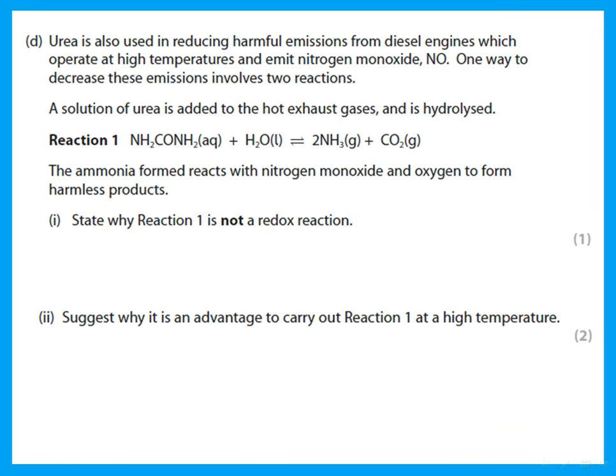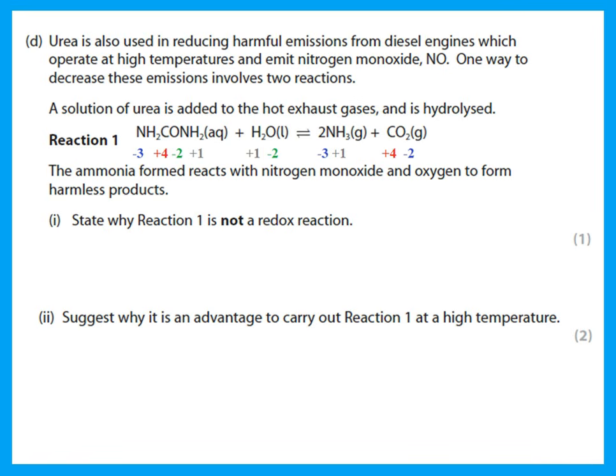Now, in order to be a redox reaction, we should have oxidation and reduction. And that means we should have oxidation numbers increasing and oxidation numbers decreasing. So if we look at the oxidation numbers of each of these, we will find that the nitrogen is the same, -3, -3. The carbon is the same, +4, +4. The oxygen is the same, -2, -2. The hydrogen is the same, +1, +1. There is no change in oxidation number, and that means there is no oxidation or reduction.